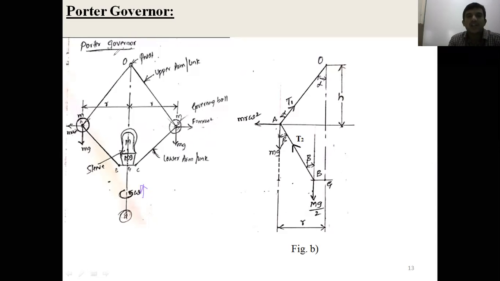This is the construction. Then how does it work? We consider only the left side portion of the Porter governor, here. Our aim is to determine the height of the governor. What does height of the governor mean? It is the vertical distance between the intersection of the upper arm and the governor shaft axis, and the radius of rotation of the governor ball. That is called the height of the governor. Any doubt regarding this?